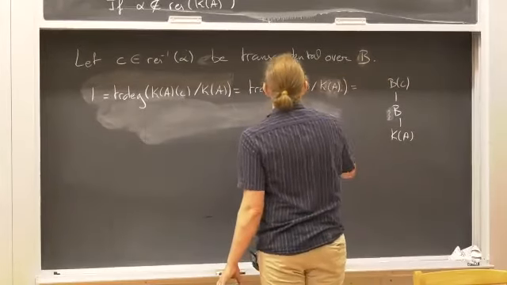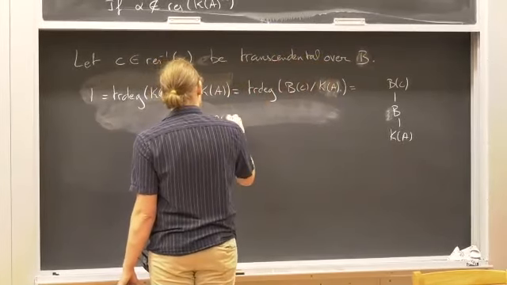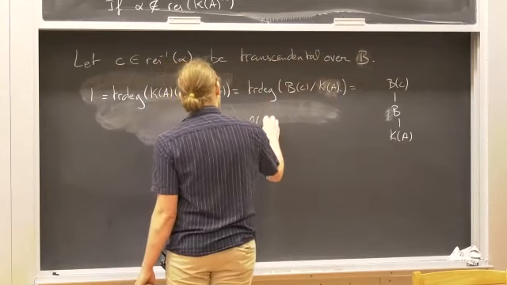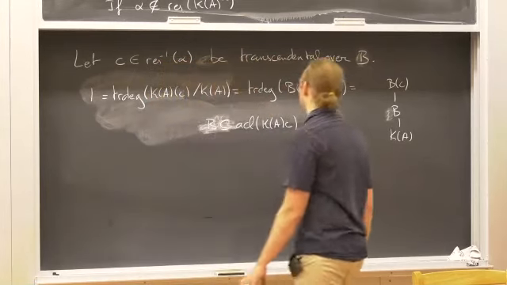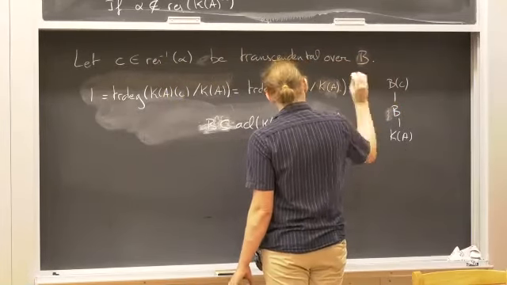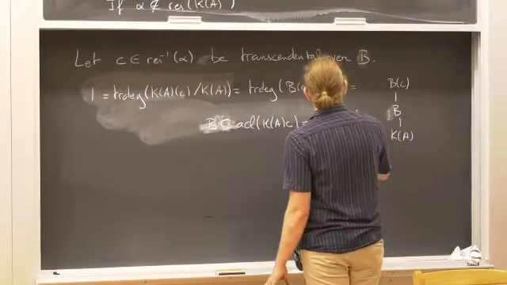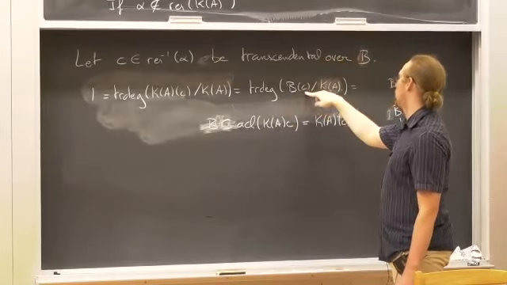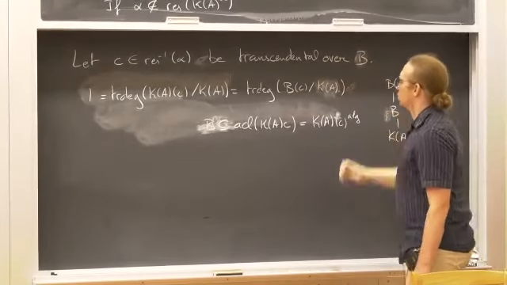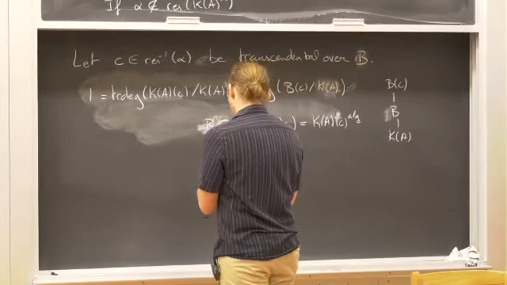So why is this? Because, well, essentially because B is included in ACL of KAC by construction, which is KAC alg, sorry. So all the new points here are actually algebraic over C. So the transcendence degree doesn't go up. This is what I wanted from the beginning. And so this tells me that this is the transcendence degree of C over KA.